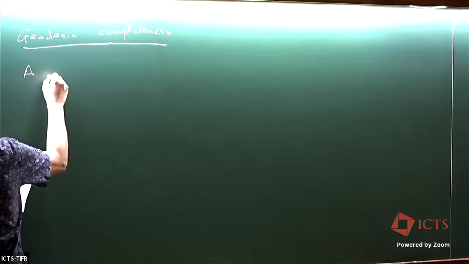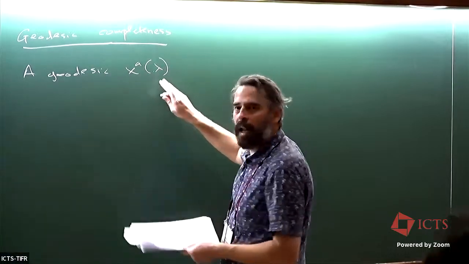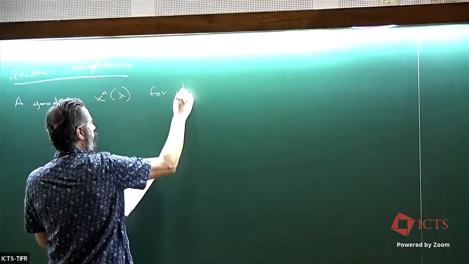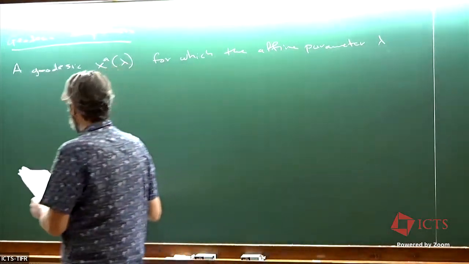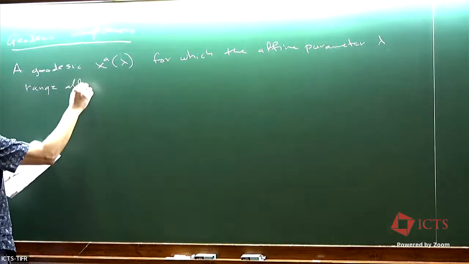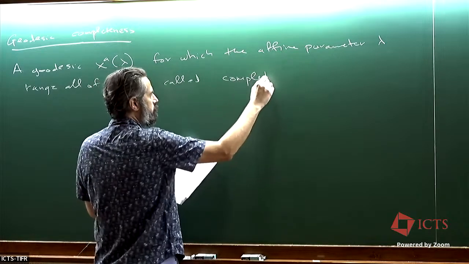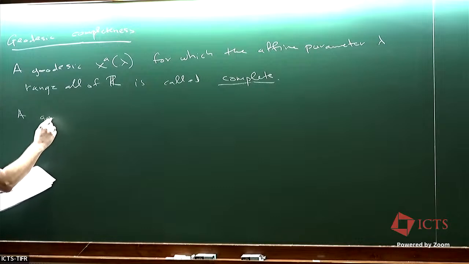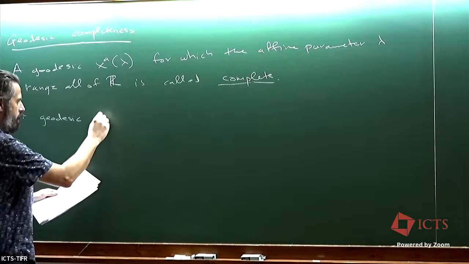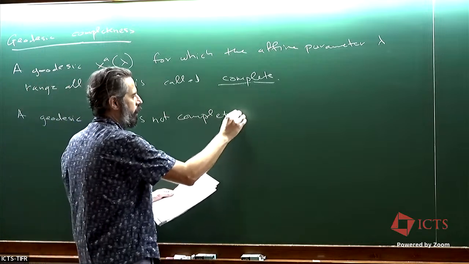So a geodesic x^a of lambda, where lambda is the parameter along the geodesic, for which the affine parameter lambda range is all R, it's called complete. Okay, so there's no beginning and no end. You go all the way, right? And you span all the real numbers with affine parameters. Okay. A geodesic that is not complete is called incomplete.